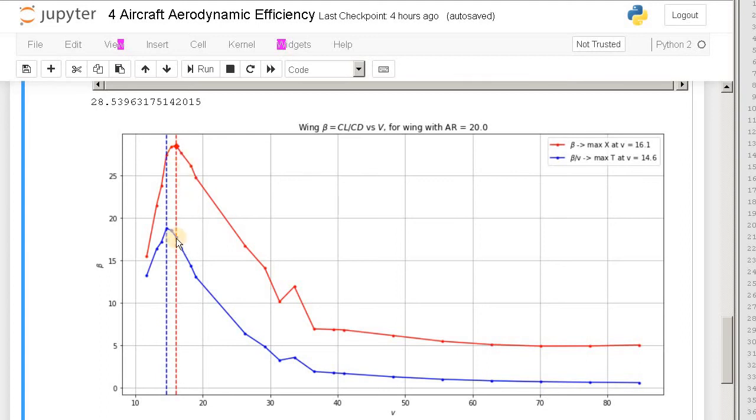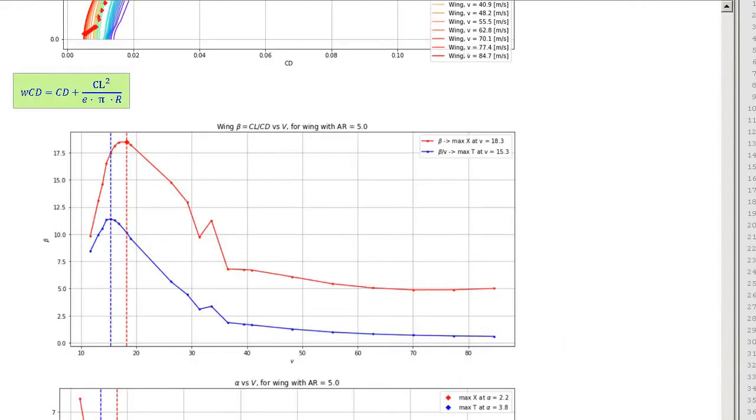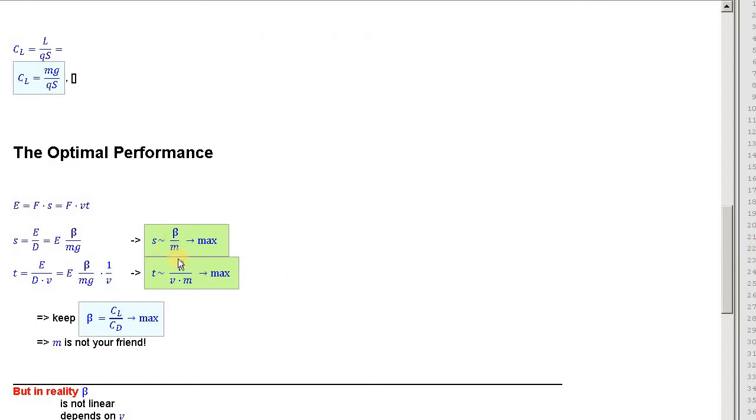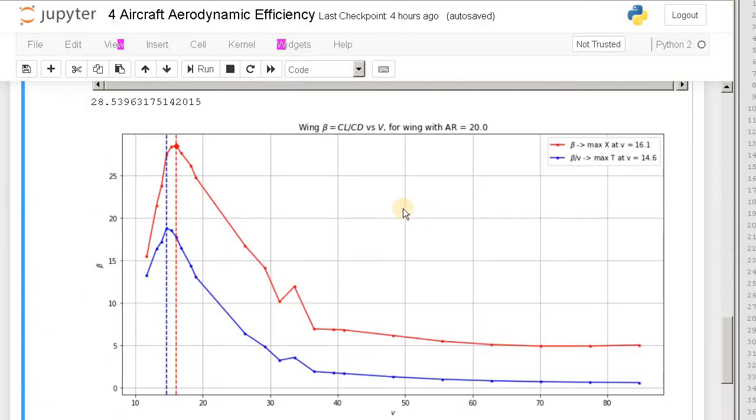And the second curve is blue. The blue curve is beta divided by speed. We know why, because we would like to maximize beta, and beta divided by the speed to get the maximum flight duration. So blue is the curve for the maximum flight duration, and again we find the peak of this curve, and the speed is a bit smaller, 14.6 meters per second. So if you fly at this speed, you're going to fly maximum time. If you are going to fly a bit faster, 16.1 meters per second, you're going to fly the longest distance.